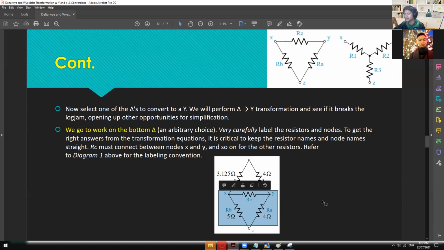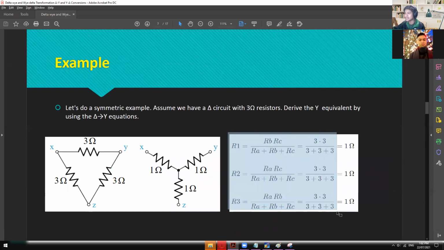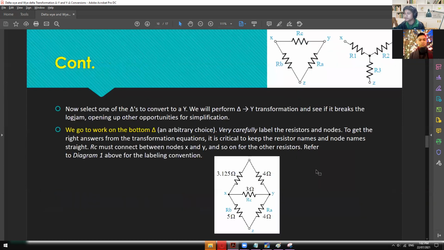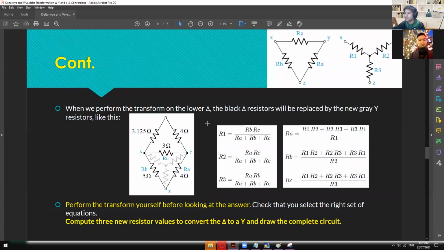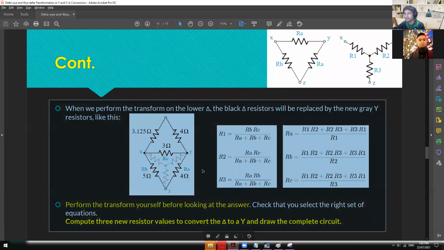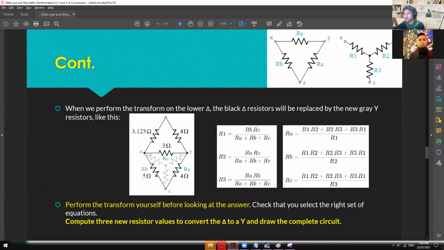Okay, once you have that, then you can now perform this kind of formula. So this RB times RC divided by RA plus RB plus RC and so on and so forth. So from here, just apply that formula, and then you will get this Y configuration. RA is equal to R1, or the X node right here, which is this one. RB is the Y node or R2, and then RC is equal to R3, which is this bottom part right here.